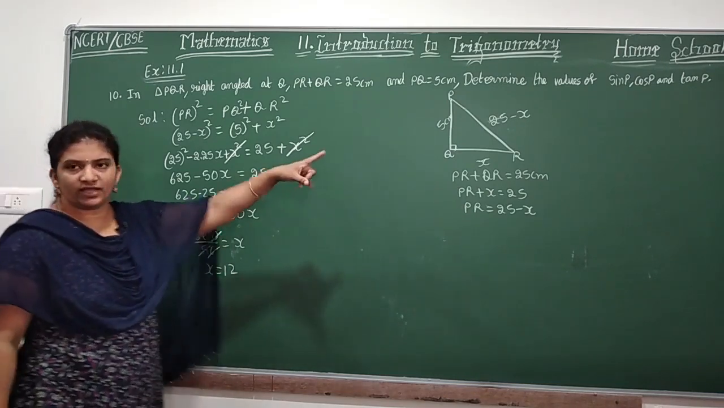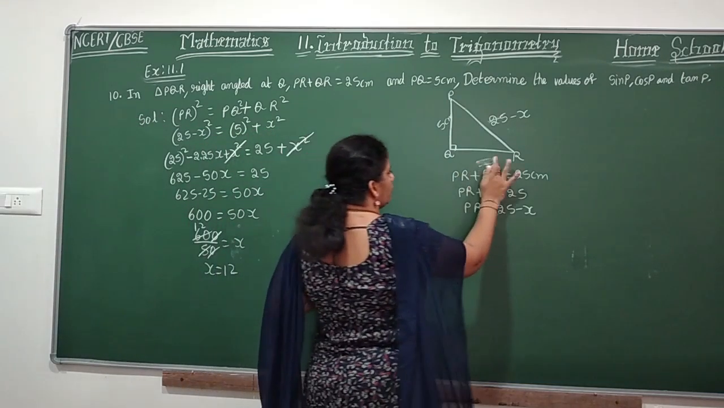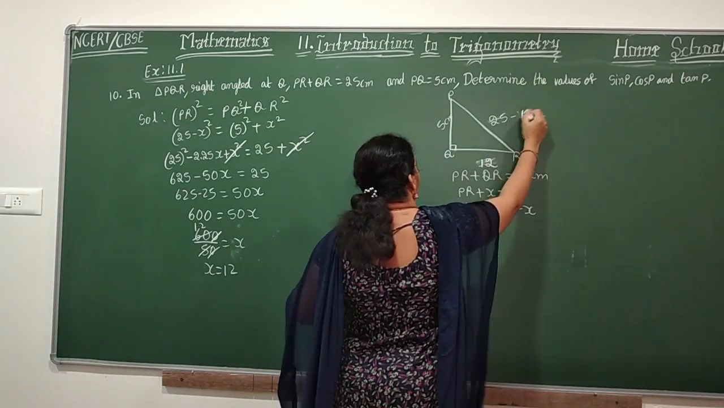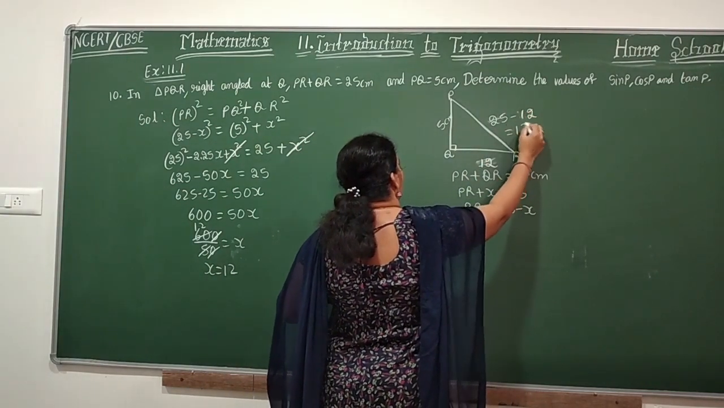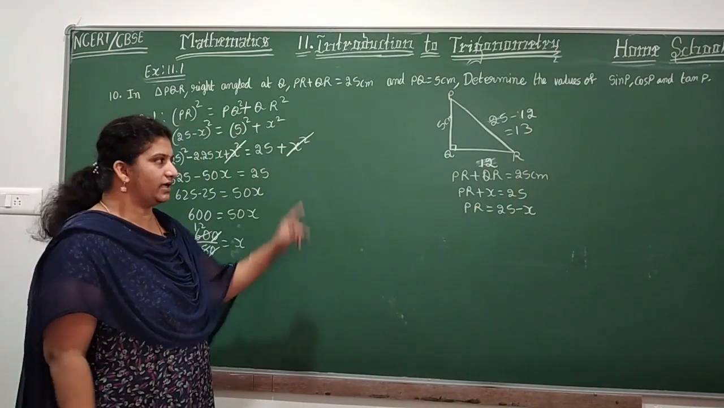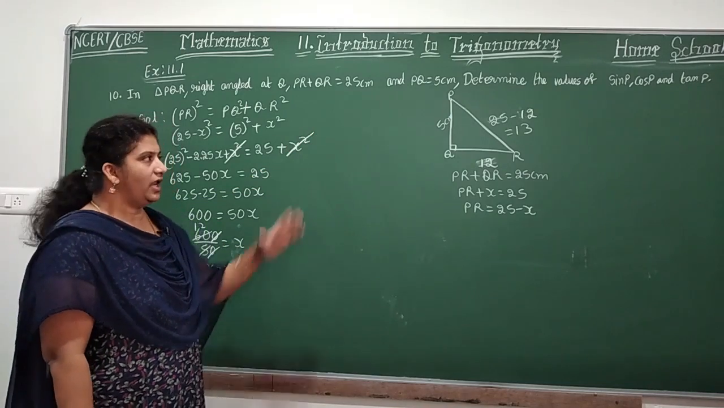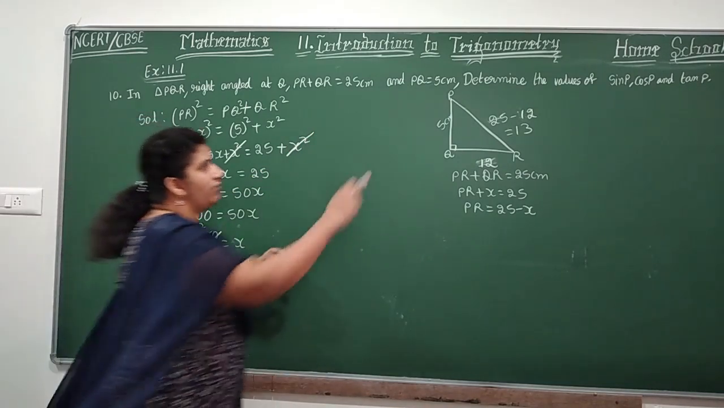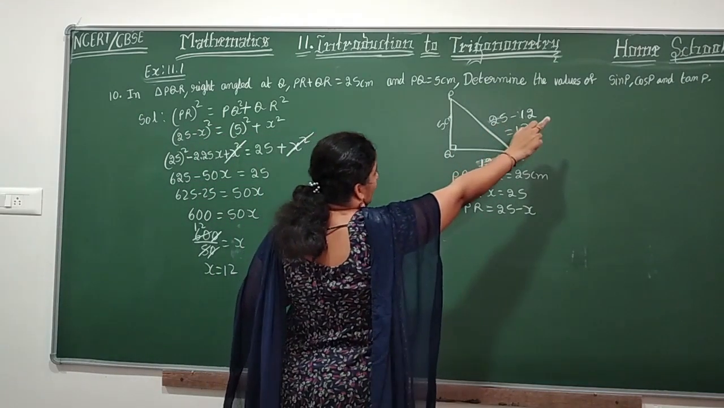Now again substitute there. What is it? QR is equal to 12. Then what will it be? 25 minus 12. It will be 13. Your hypotenuse length is 13 and QR is 12. Now you got all the three sides, right? You can find anything. Now your angle, values of sine P.